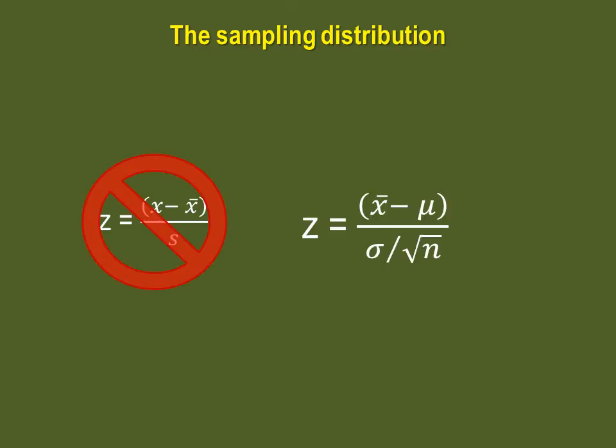Indeed, we must use instead this equation, where z is calculated by taking our sample mean, to which we subtract the population mean, and then divide the result by the standard error, which is the population standard deviation divided by the square root of the sample n.